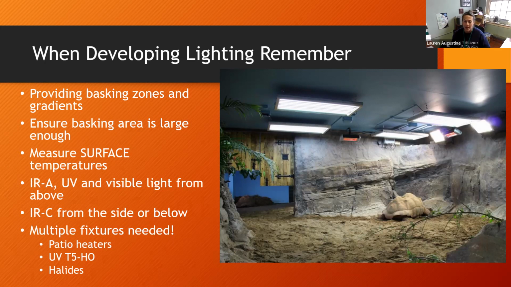And so I think the ideal scheme that works the best at this point, although I need to do some more tests myself, are patio heaters, these UV T5 high output bulbs, which seem to last a little bit longer and put out a great UV gradient, and then these metal halides to make sure we're giving our animals everything they need.